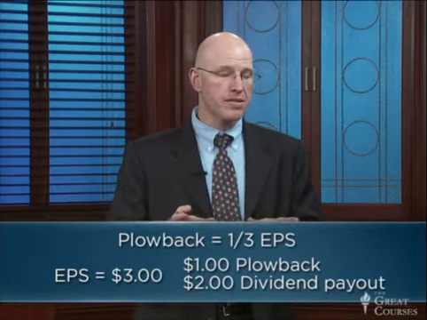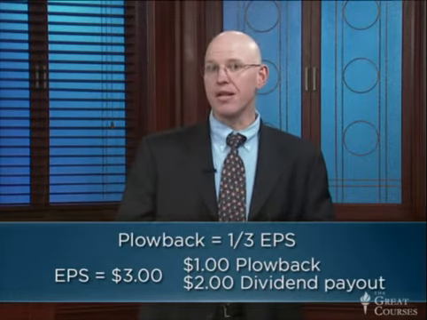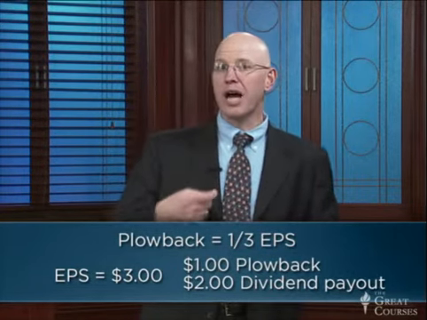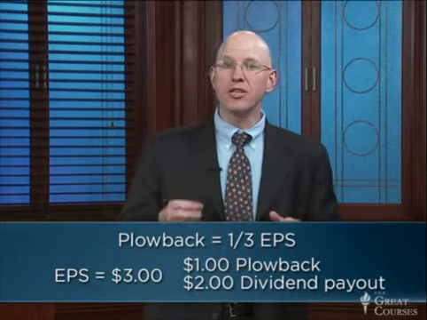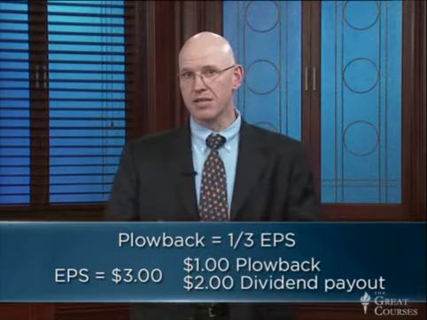But what about dividend growth? Well, we're almost there. If we assume that companies maintain a constant plowback ratio, then dividends will grow at the same rate as net earnings and EPS. This is important, so let me show you how it works. For example, let's say that the plowback ratio is fixed at 1/3 of EPS, and EPS is equal to $3. So $1 is plowed back into the company, and $2 per share are paid out as dividends.